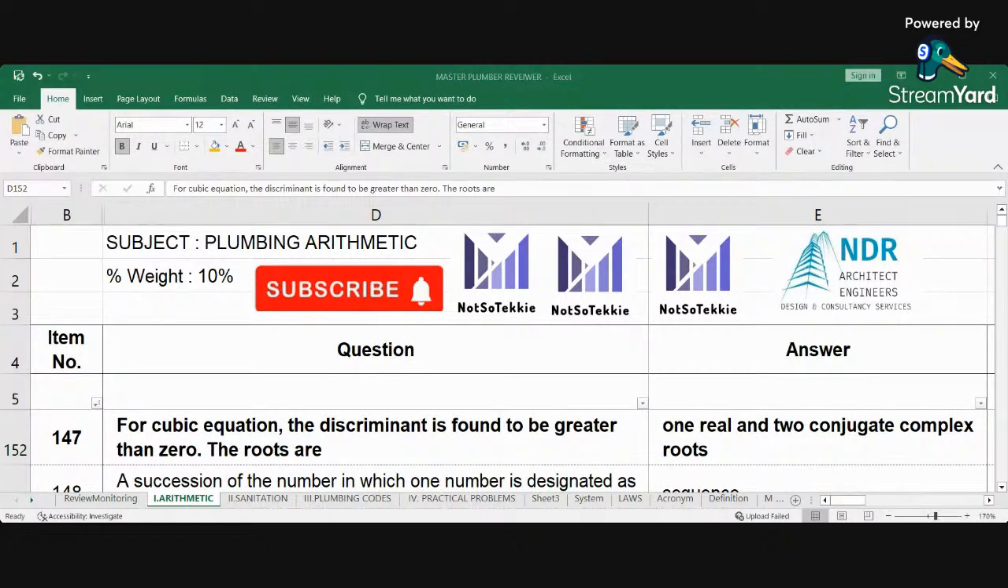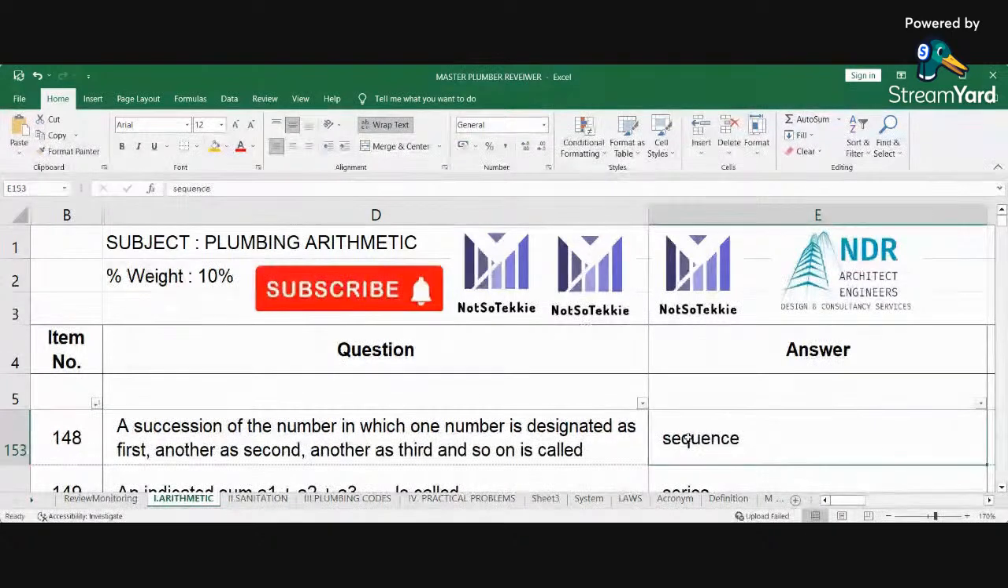Tuloy-tuloy tayo. For cubic equation, the discriminant is found to be greater than 0. The roots are 1 real root and 2 conjugate complex roots.